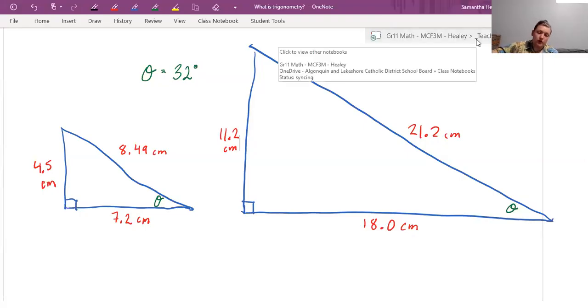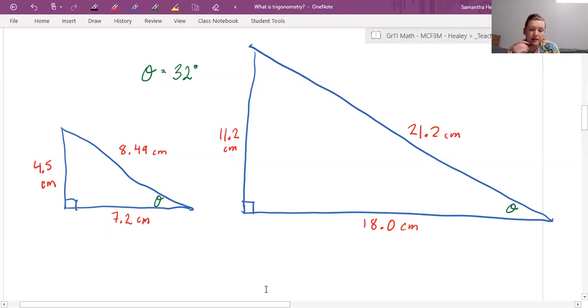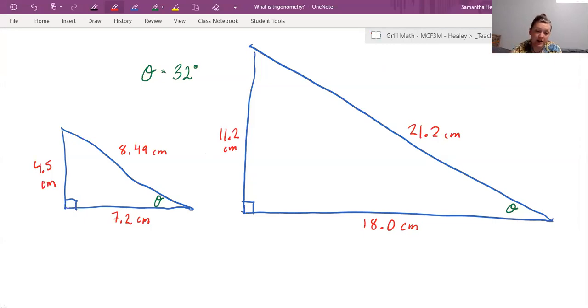Okay, so for our small triangle, the bottom side is 7.2 centimeters, and the up and down side is 4.5 centimeters, and the hypotenuse is 8.49 centimeters. The bigger triangle, the bottom side is 18 centimeters even, the up and down side is 11.2 centimeters, and the hypotenuse is 21.2 centimeters.